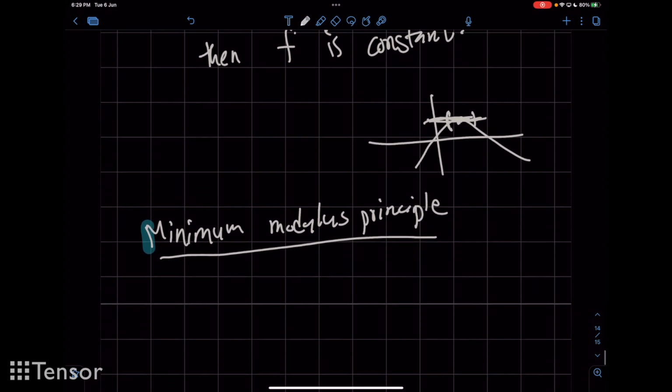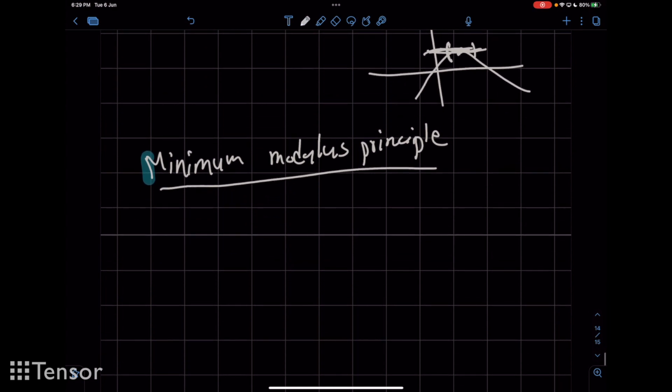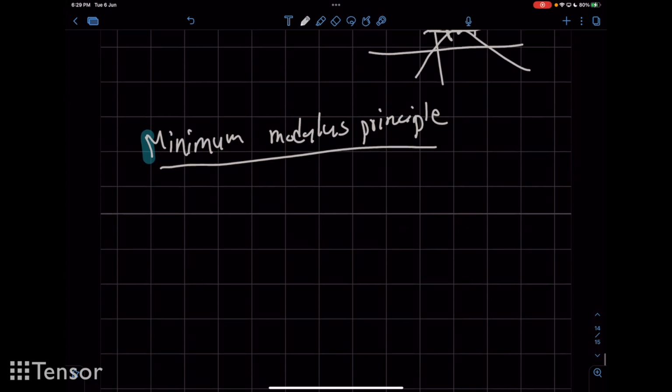So as expected, the theorem basically states that if we have a point where the modulus of the function is locally minimum, then the function has to be constant. But here we need to have another condition, because if z0 is a 0 of f, then f of z0 is 0, right? And the modulus of f of z0 is 0, and it is the minimum one.